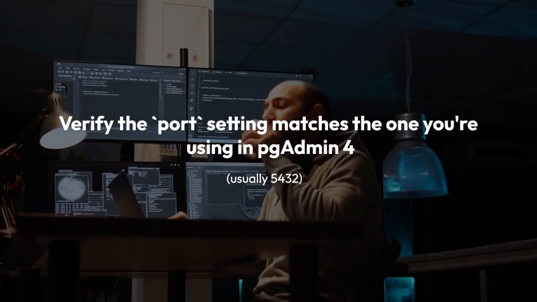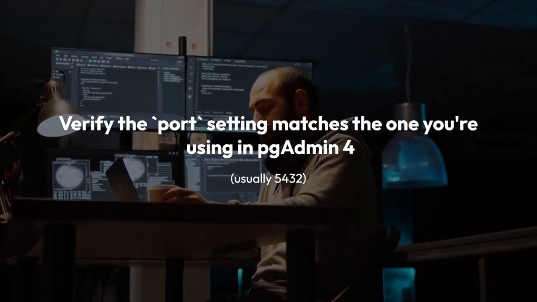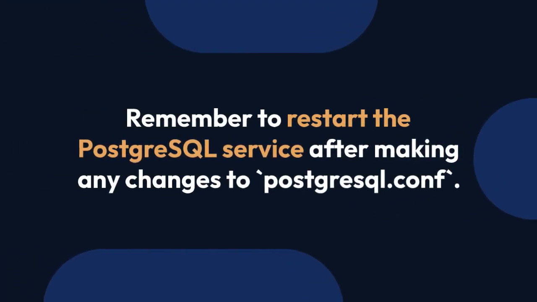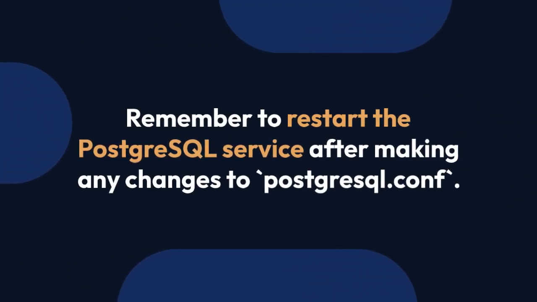Also, verify the port setting matches the one you're using in pgAdmin 4, usually 5432. Remember to restart the PostgreSQL service after making any changes to 'postgresql.conf'.